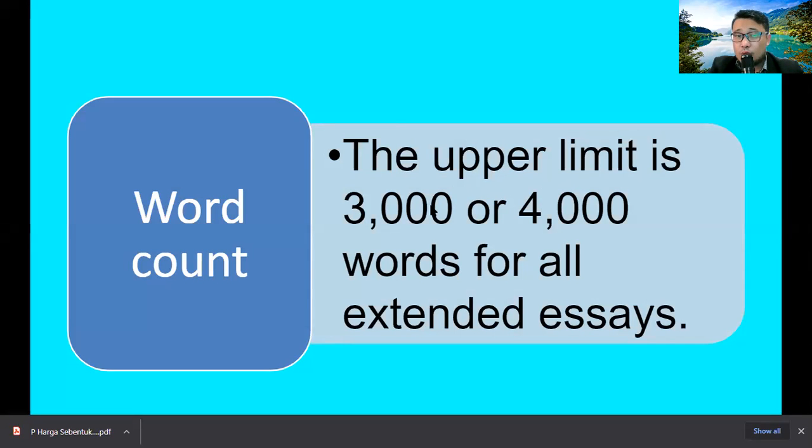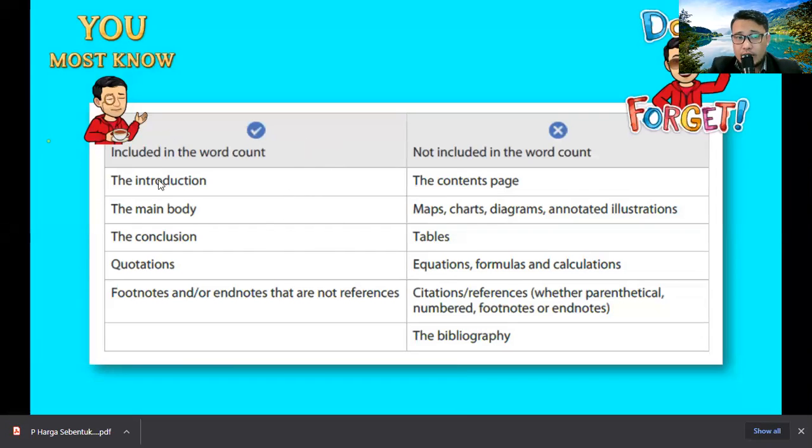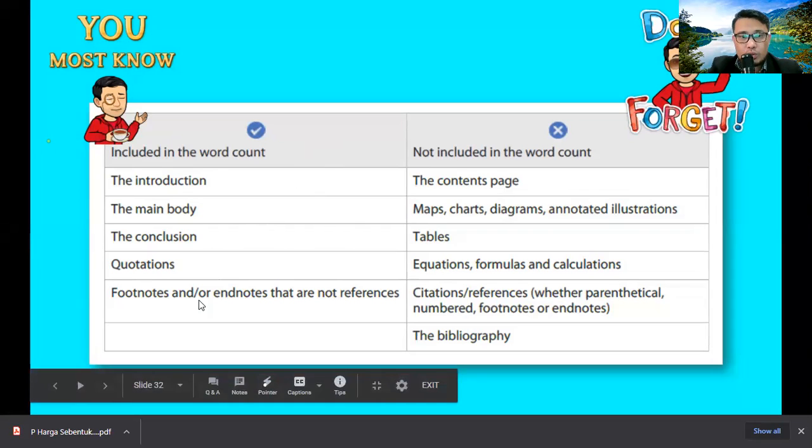So the upper limit is 3,000 words for the IB course and 4,000 words for the IBDP full. And then what will be counted here in the word count? The one that will be counted is the introduction, the main body, the conclusion, and also quotations in text, and footnotes or endnotes that are not references. So it means that if you put your argument in the footnote and endnote, it will be counted.